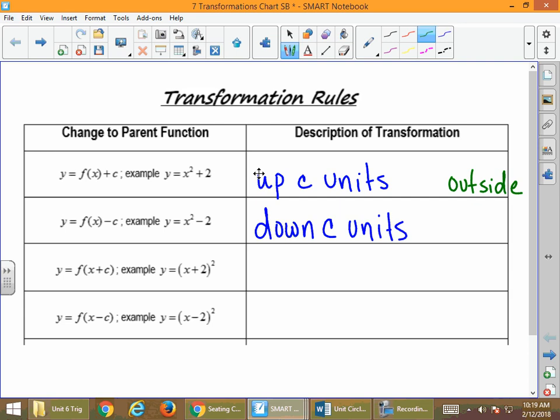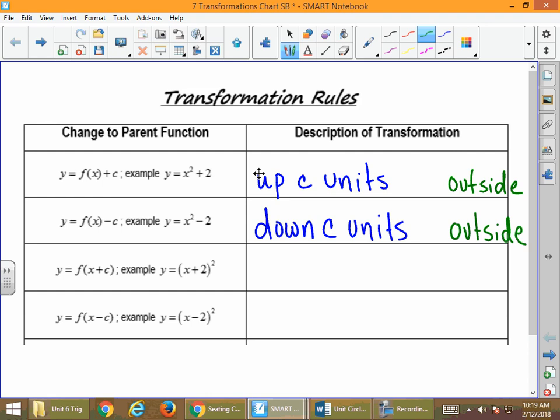And you will frequently hear me refer to things that happen inside the function or outside the function. Again, this is an outside of the function. We've got the function, f of x is the function, and then we're going to add or subtract something to it. Well, where's the inside? That's on the next 2. When f of x plus c, the plus c is inside the parentheses, so it's inside the function.